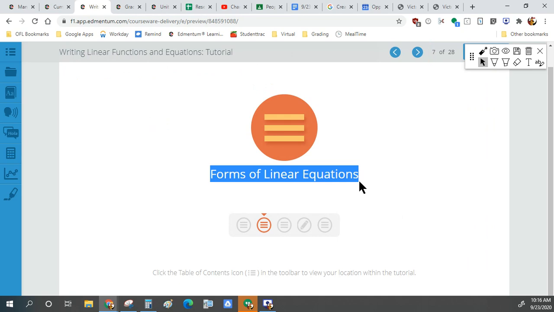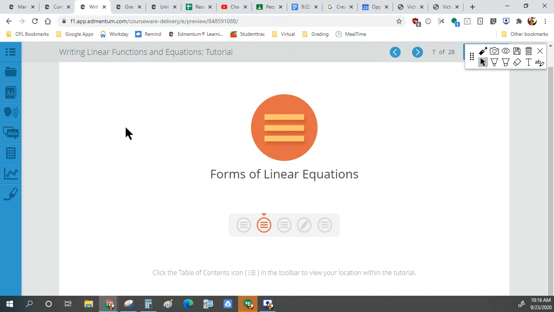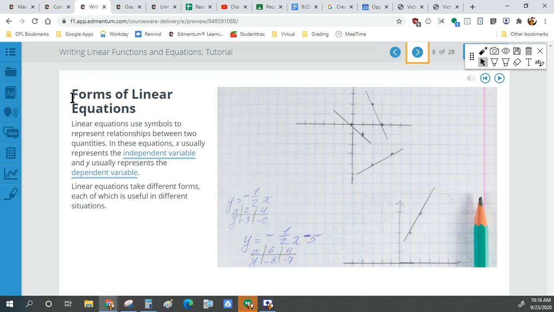Forms of linear equations. All right, so let's get into the forms of linear equations. So it's this idea of the independent variable and the dependent variable. I don't know why we're going over this because we have gone over it before.